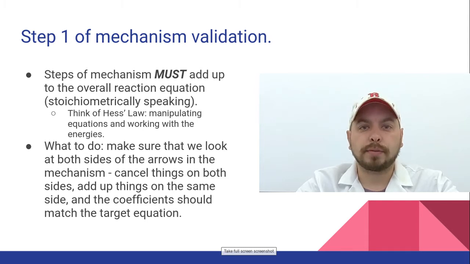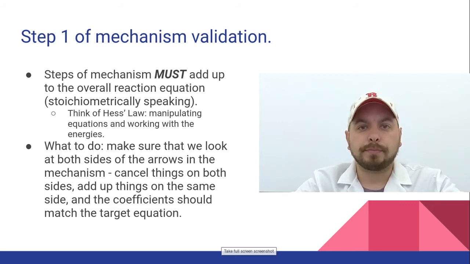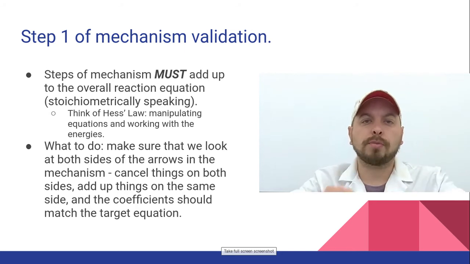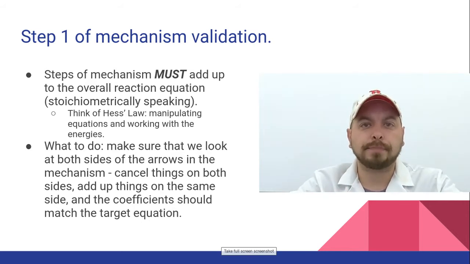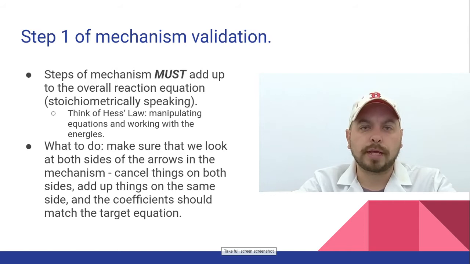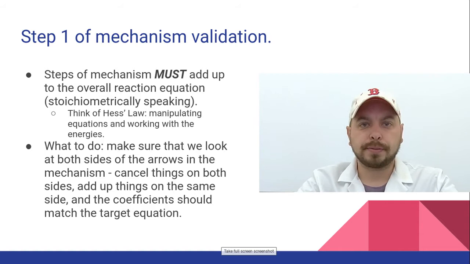The first thing that we need to validate is the fact that the steps of the mechanism stoichiometrically add up to the overall reaction's equation. Now, what do I mean by this? Well, it's kind of like Hess's law. In Hess's law, we had to manipulate the equations in thermochemistry so that the actual stoichiometry of the steps of each elementary reaction added up to the overall. That's what allowed us to add up the enthalpies or entropies or Gibbs free energies of the reactions.